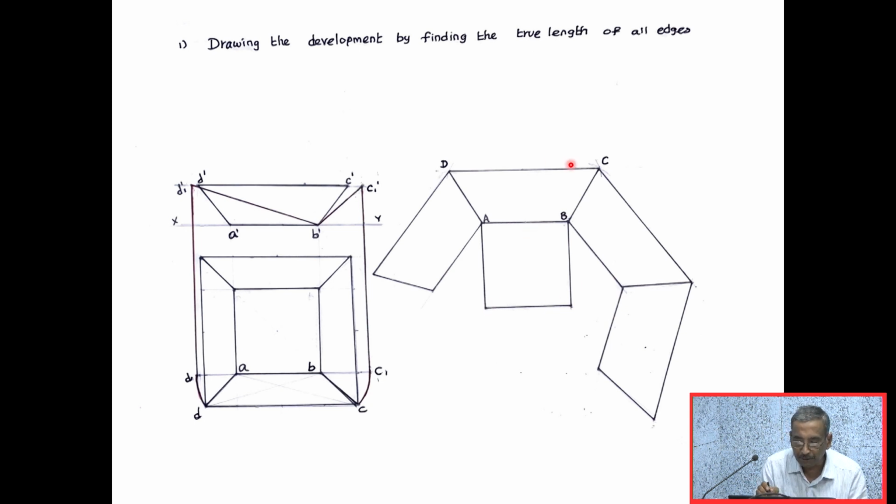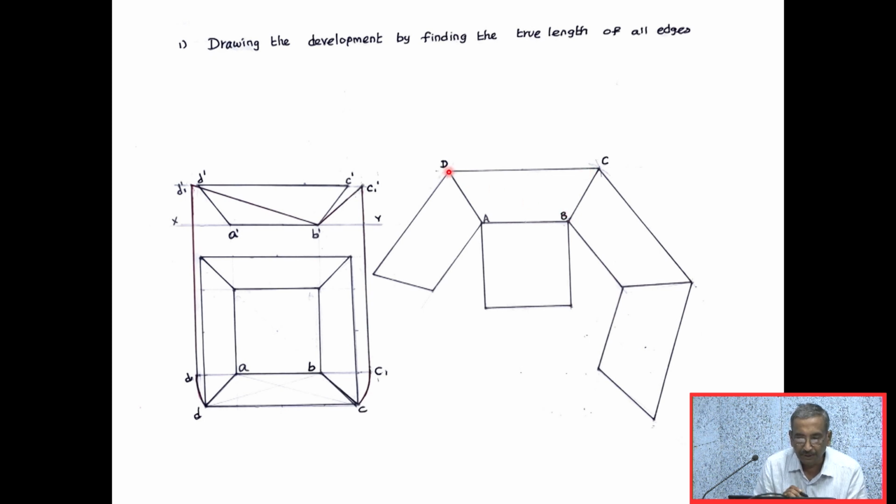So this is one method we are understanding from the basic concept. Development is nothing but getting the true length of all the edges. So I have the true length of AB, I have the true length of AC, and I am having the true length of BD.